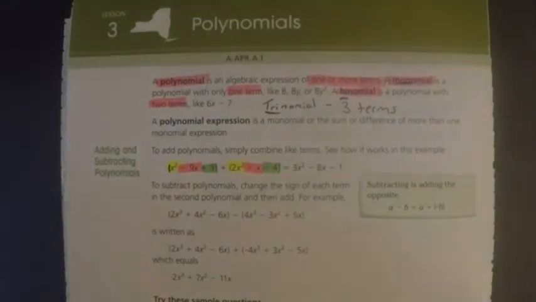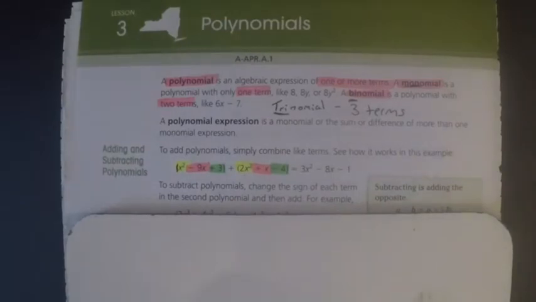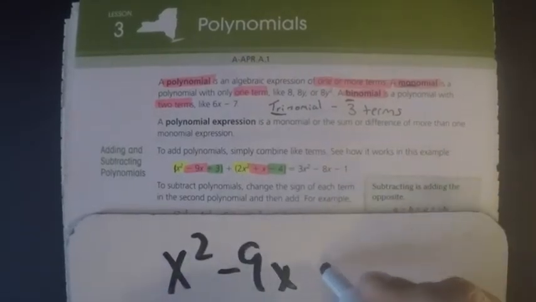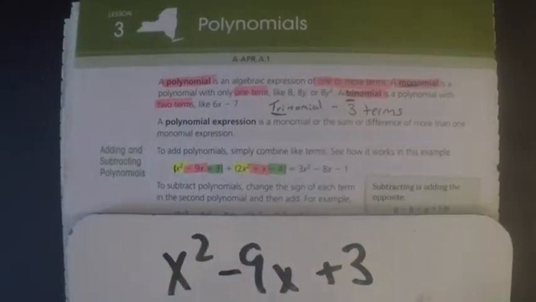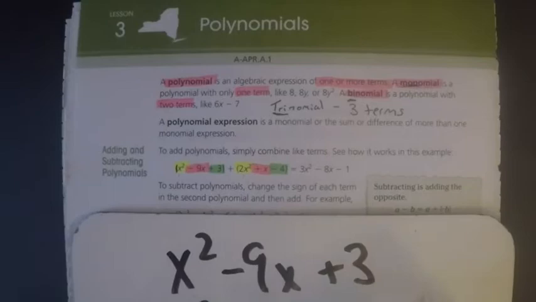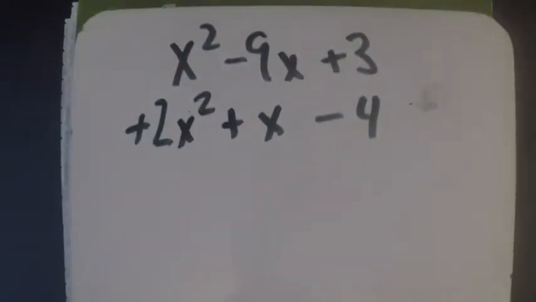What we did in class was a little bit different. So I'm going to show you just to refresh your memory about how we did this in class. In class, when we were adding polynomials, we'd write it out: x squared minus 9x plus 3. And then below it, we would write the second one. I know you can't see it here, but you'll see it in 1 second. Plus 2x squared plus x minus 4. So something that looked like this.